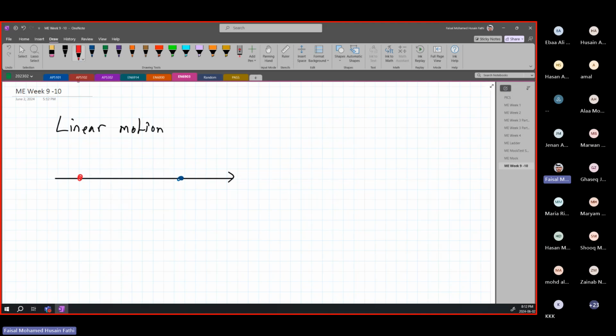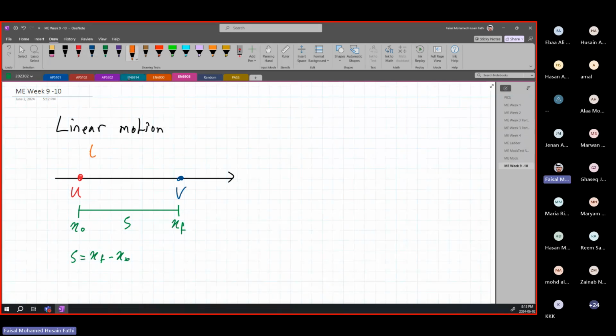You're going to have your initial velocity, which we usually call u, and your final velocity v. All right, and then you're going to have your displacement, or the change of distance basically, which is usually called s, which is basically x final minus x initial. So s is usually x final minus x initial. This is called displacement.